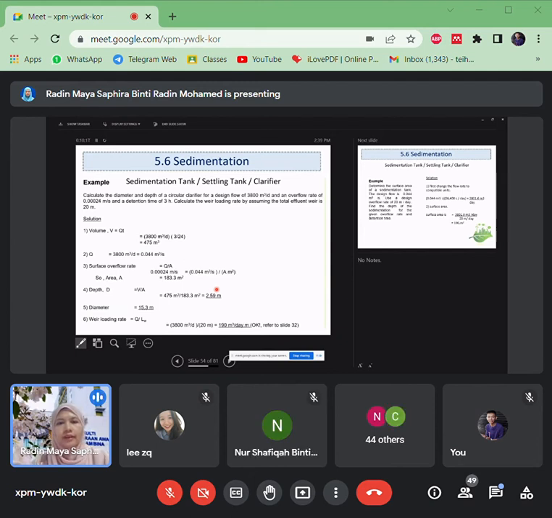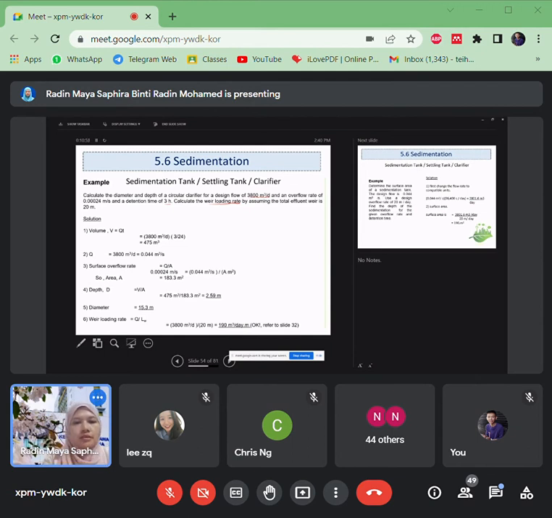Okay, we can calculate the diameter and the depth of the circular clarifier. For example, in a water treatment plant they use a circular clarifier like this. For a design flow of 3,800 meter cube per day, an overflow rate of 0.00024 meter per second and a detention time of 3 hours, we can calculate the weir loading rate by assuming the total effluent weir length is 20 meter. The weir purposely allows control of the flow.